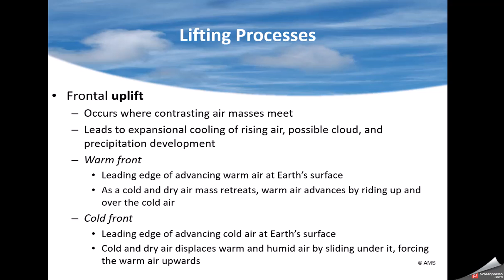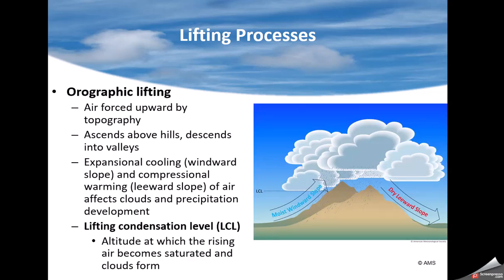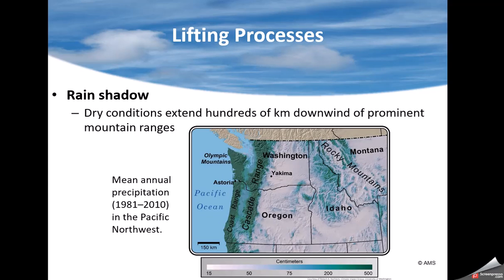Now, there are other things that might lift air. Warm fronts, cold fronts, mountain ranges, all of that can lift air. All of that can help air reach what they call the lifting condensation level, or the level at which the air becomes saturated. Mountains will cause a lot of precipitation to occur on the side the wind's blowing into, the windward side. On the leeward side, there's not as much moisture left in the air, so they don't get as much precipitation.